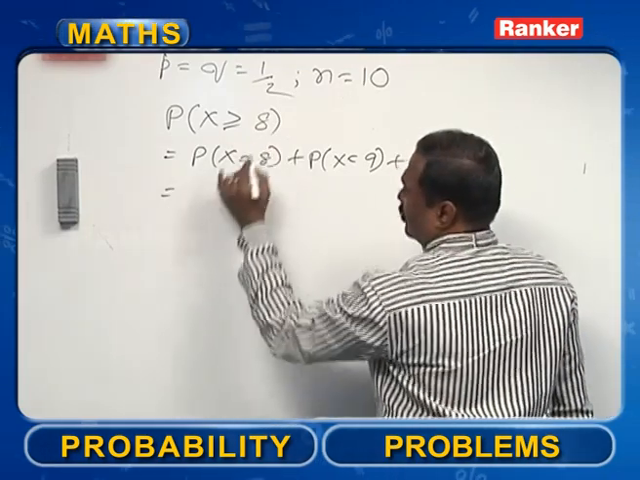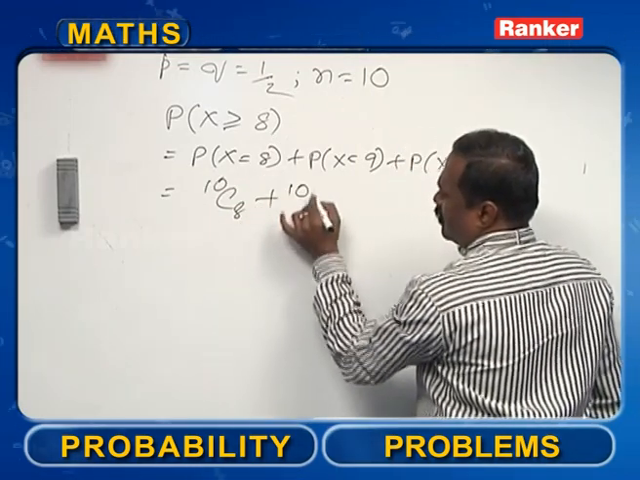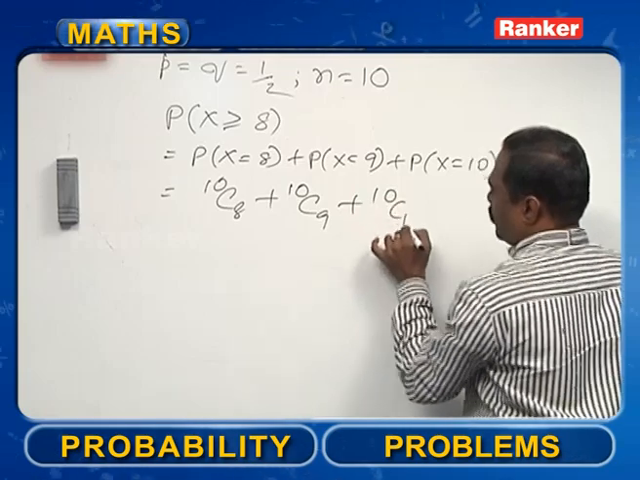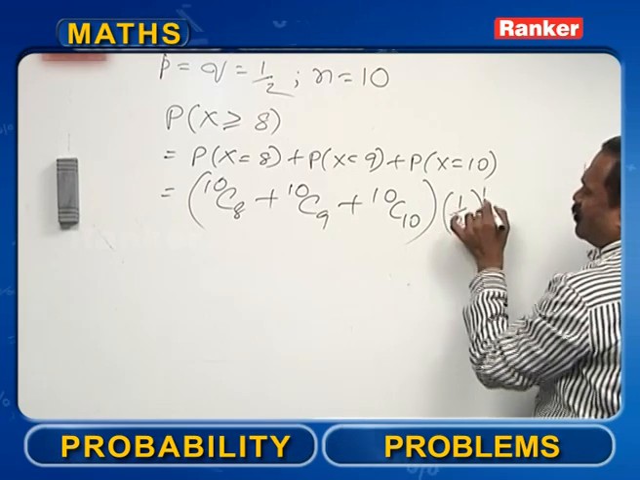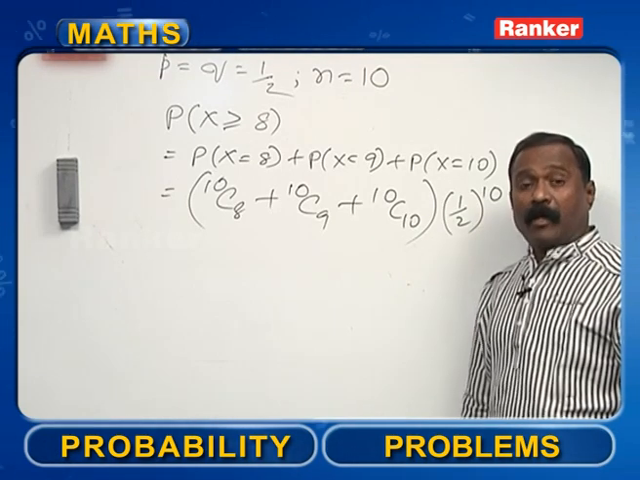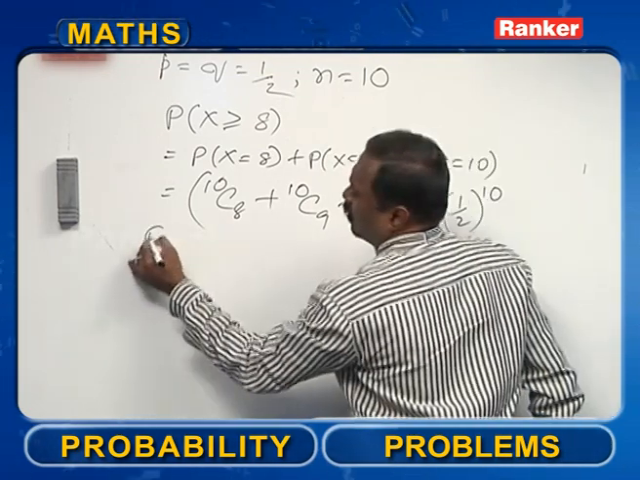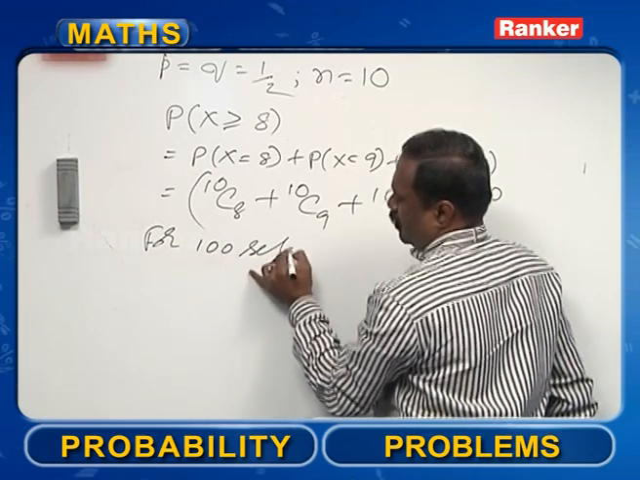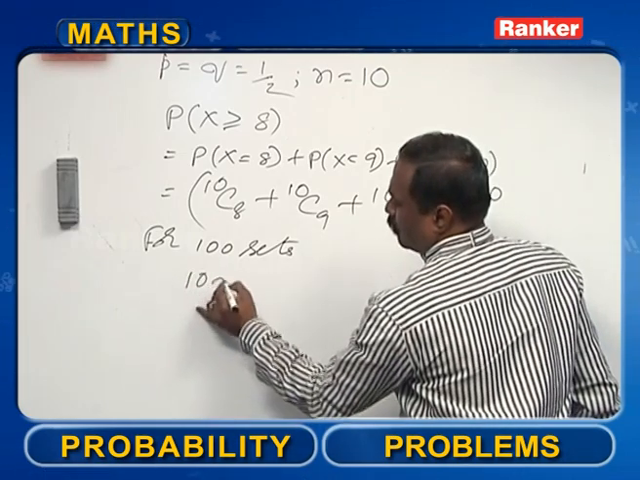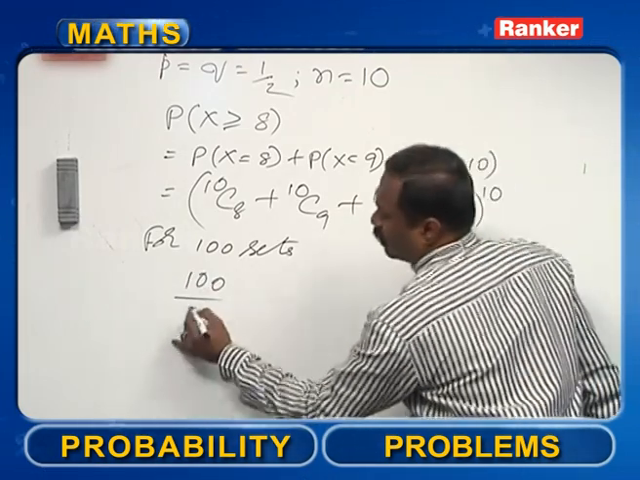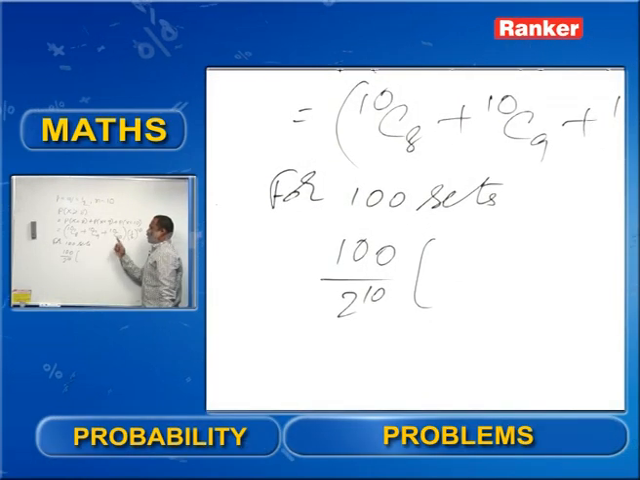Now, in this case, how many coins are there? 10 coins are there. It is 10C8 plus 10C9 plus 10C10 into 1 by 2 whole power 10, since p and q are the same. It is for one set. So for 100 sets, you have to multiply this with 100. So it is 100 upon 2 power 10 into 10C8 plus 10C9 plus 10C10.